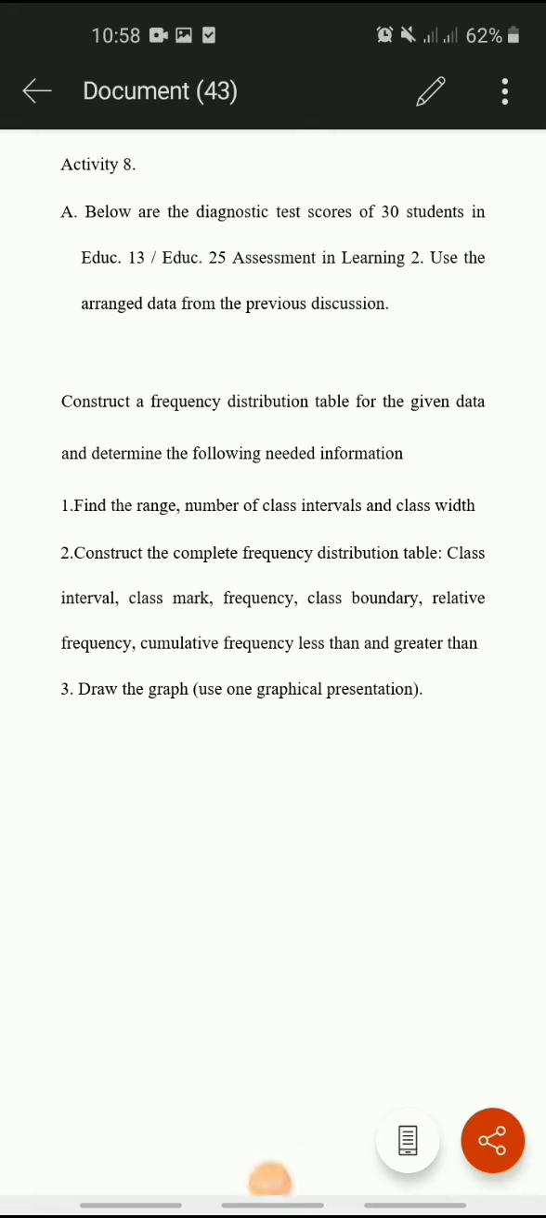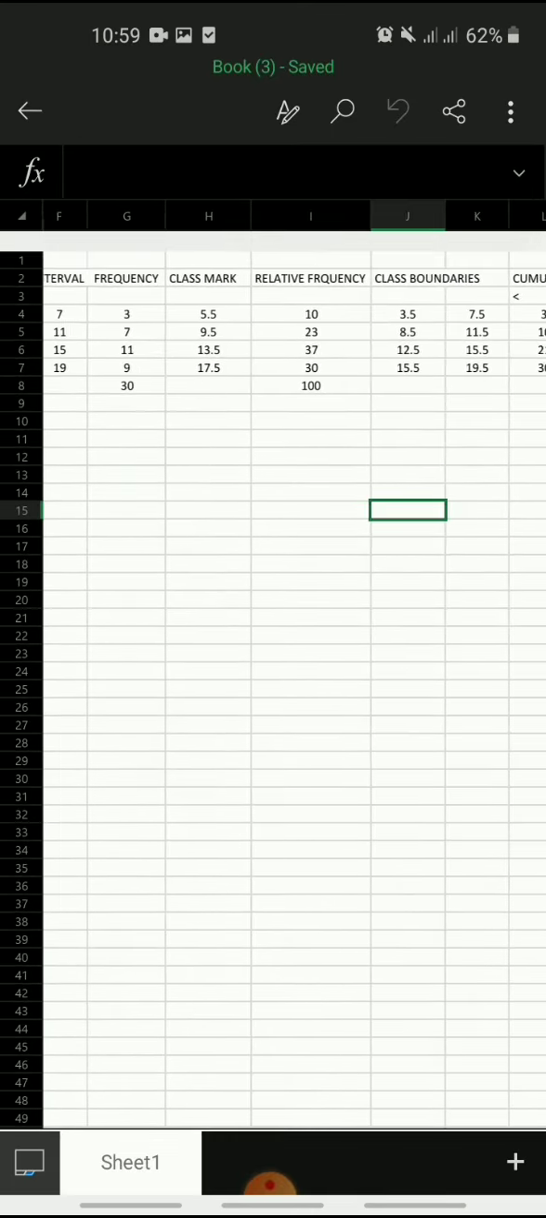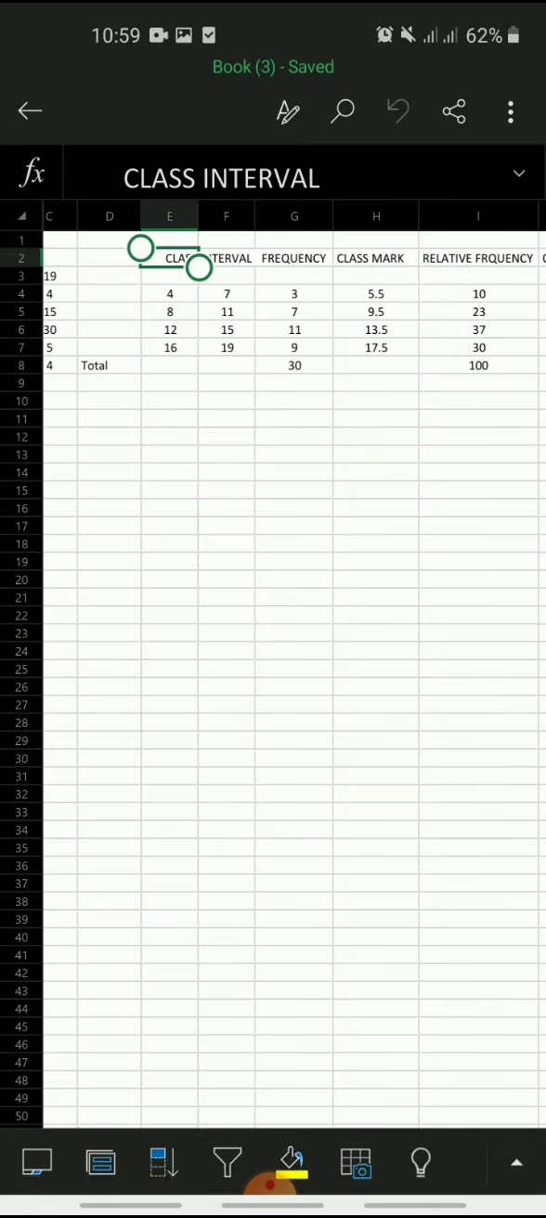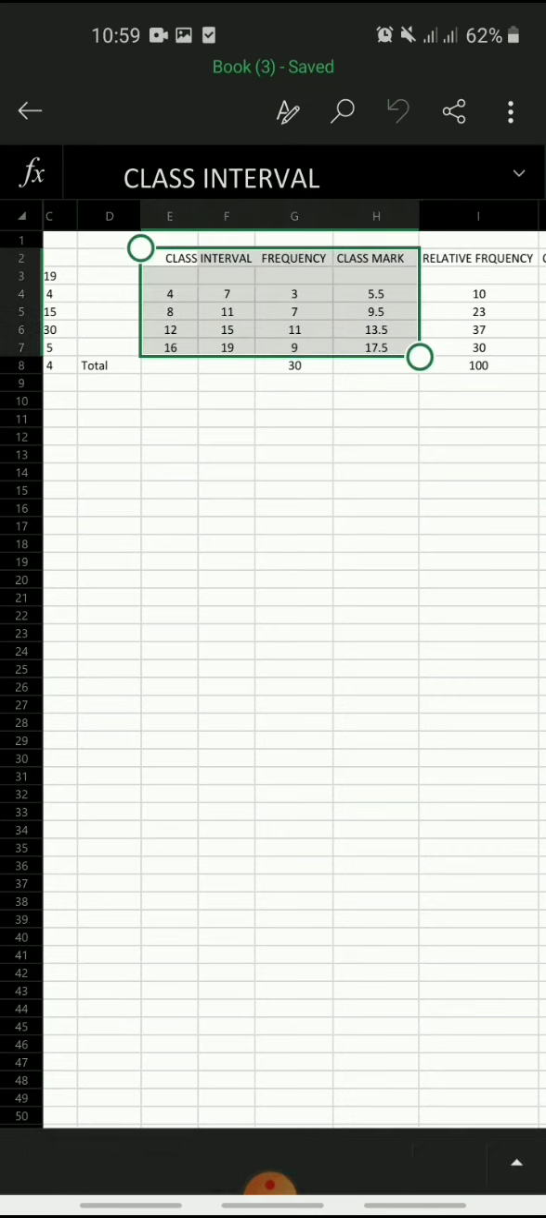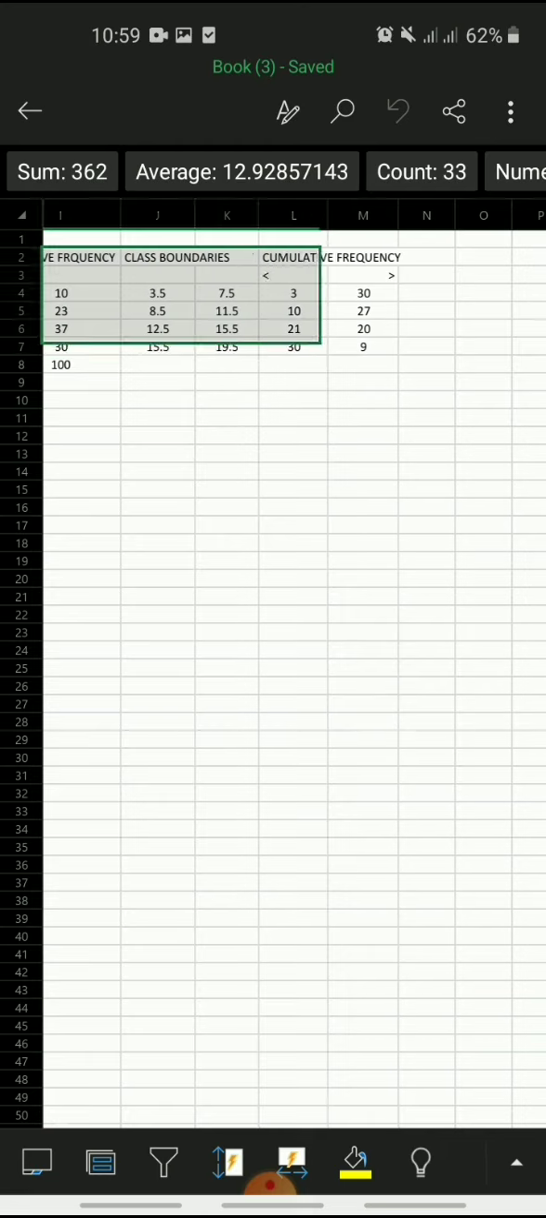So let's do the last one. Draw the graph. Use one graphical presentation. We will just highlight this, the part leading to the cumulative frequency, so that we can get a graph.